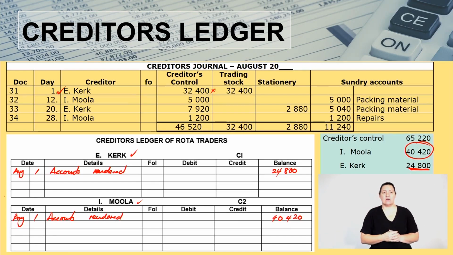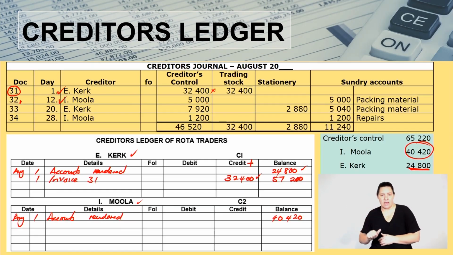That means I'm going to come here now. Then I'm going to say on the 1st. What am I going to record here? Invoice. Invoice number what? Invoice number 31. My invoice in the creditors ledger comes to the credit side. That's where I have my plus. So it's going to be here 32,400. Please have your calculator close. 24,800 plus 32,400. How much do you get? You should get an amount which is 57,200.